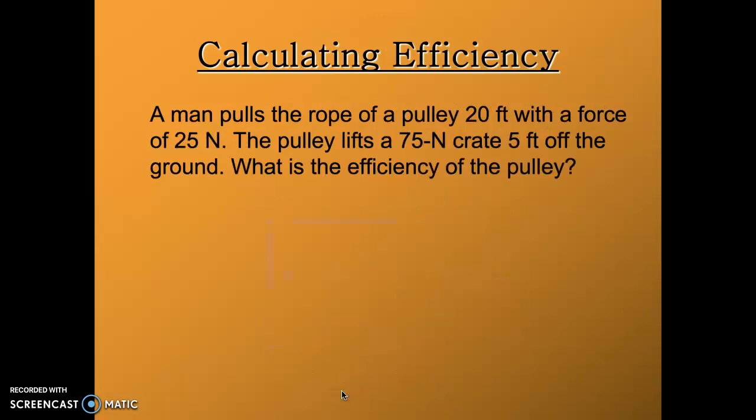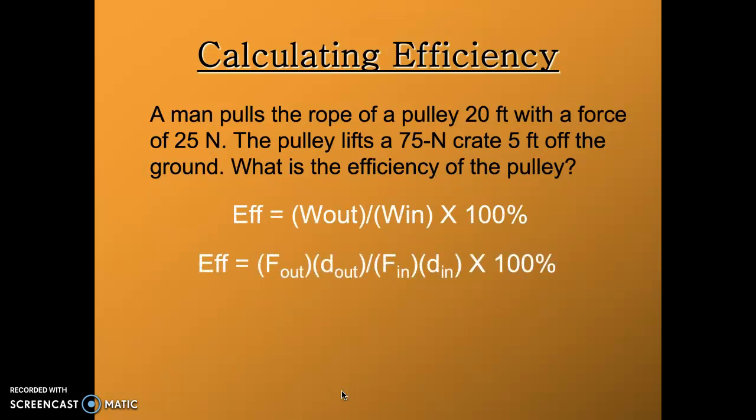Another way to look at this problem is finding the efficiency of the pulley. This time we're going to look at force and distance. The man is pulling the rope 20 feet with an average of 25 newtons. The pulley in turn lifts a 75 newton crate 5 feet off the ground. So this is where you have to be able to calculate work in and work out. Okay, so when we set up this particular problem, we're going to have to do force and distance out to get the work out, and we're going to have to do force and distance in to do the work in.